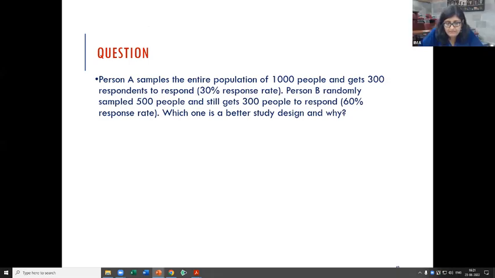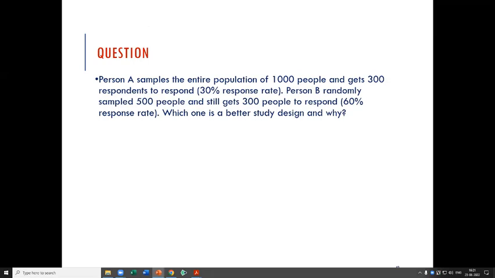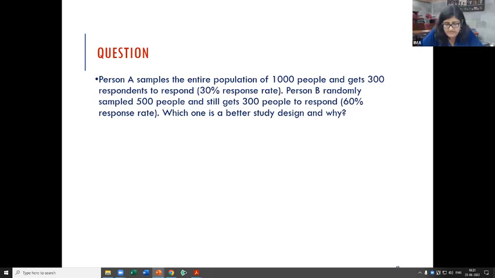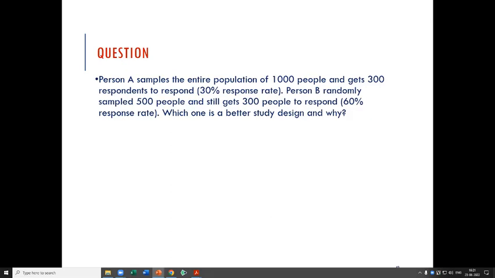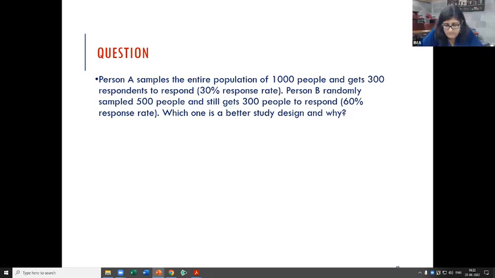Person B randomly sampled 500 people and still gets 300 people to respond, a 60% response rate. Which one is a better study design? Which is a better study design, A or B? B. Why? Because there is a greater response rate, 60%. It means people were more responsive.